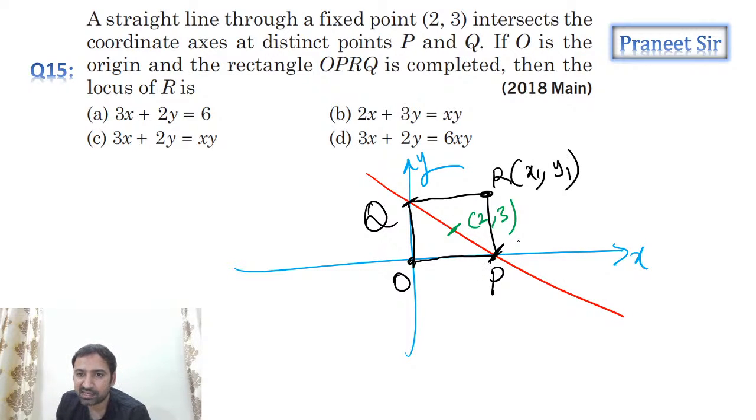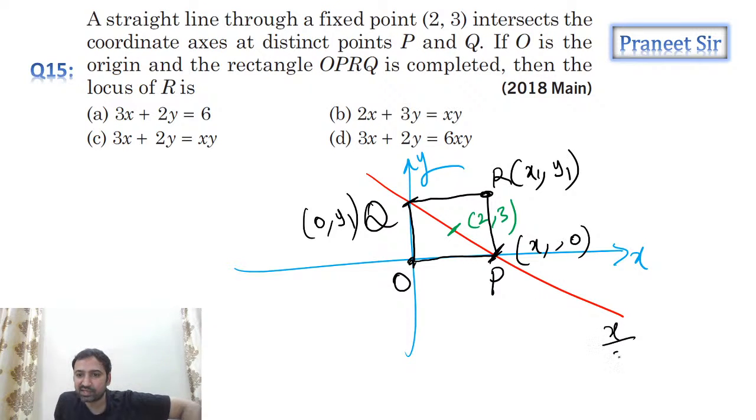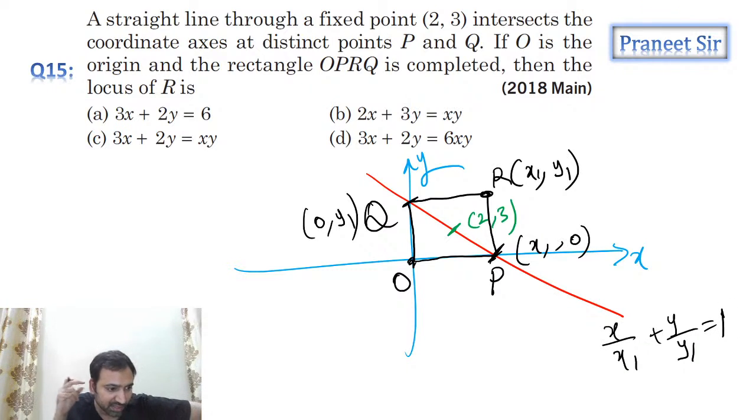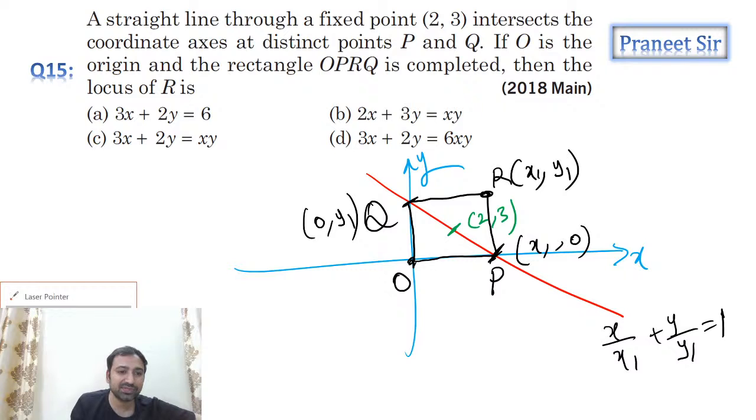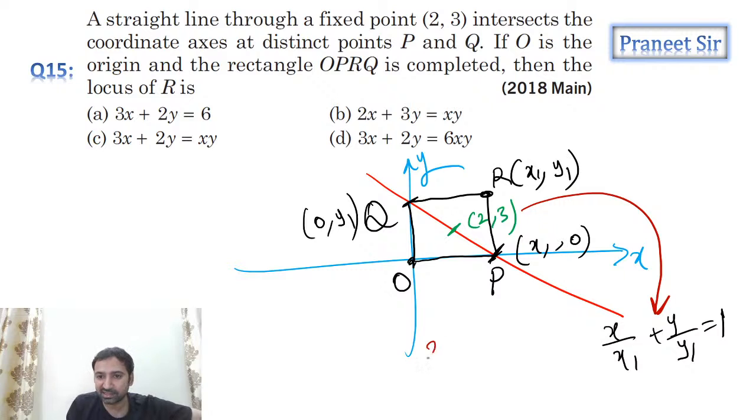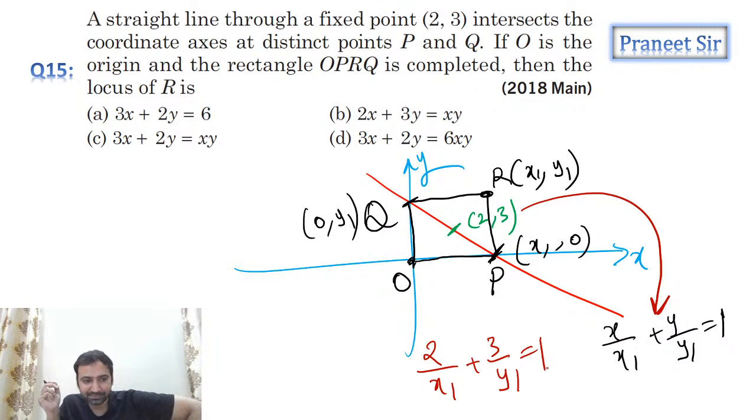Let's take the point R as x1, y1. In that case, what is this point P, guys? Is it x1, 0? What about Q? Is it 0, y1? If you know the x-intercept and y-intercept, can I calculate the line equation in intercept form? Thank you, Lakshman. So guys, x by x1 plus y by y1 is equal to 1. Clear? But this line passes through the fixed point (2, 3), guys. Can we substitute this (2, 3) here? If you substitute it, am I getting 2 by x1 plus 3 by y1 is equal to 1? That's it. We got the locus.